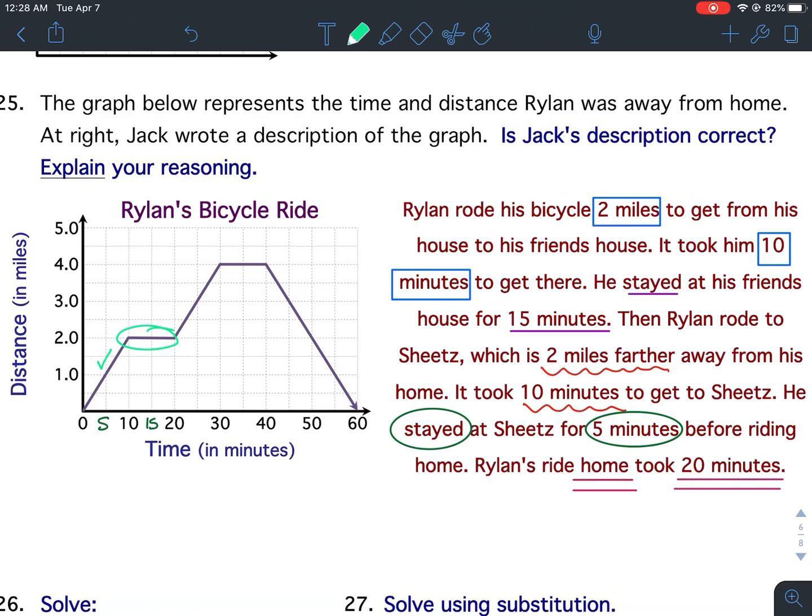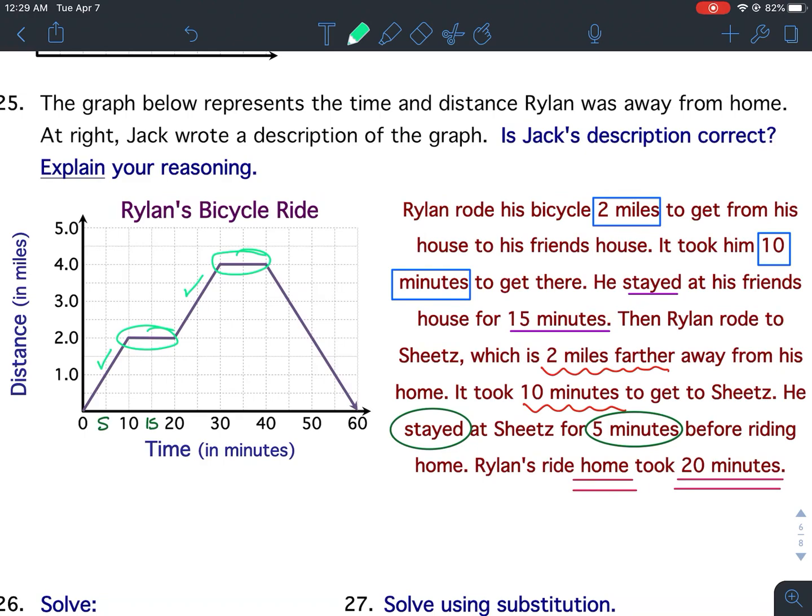It says, then Rylan rode to Sheets, which is 2 miles farther away from his home. It took him 10 minutes to get to Sheets. So 2 miles farther. Right now we're on 2 miles. Does it go from 2 miles to 4 miles? Yes. Did it take him 10 minutes to get there? Yes. So this part of the graph is correct. He stayed at Sheets for 5 minutes. Did he stay for 5 minutes? No. According to this, he stayed at Sheets for 10 minutes.